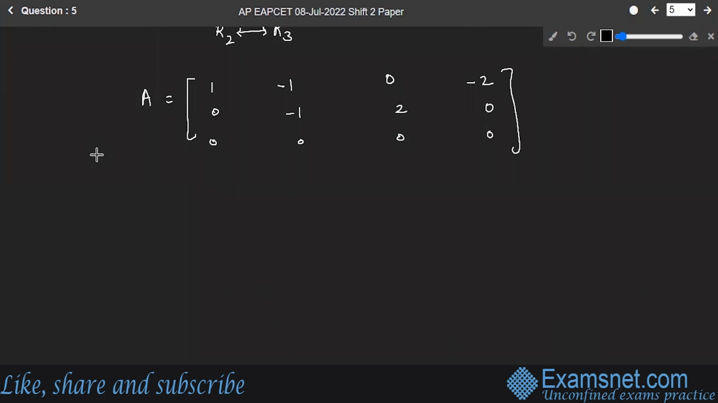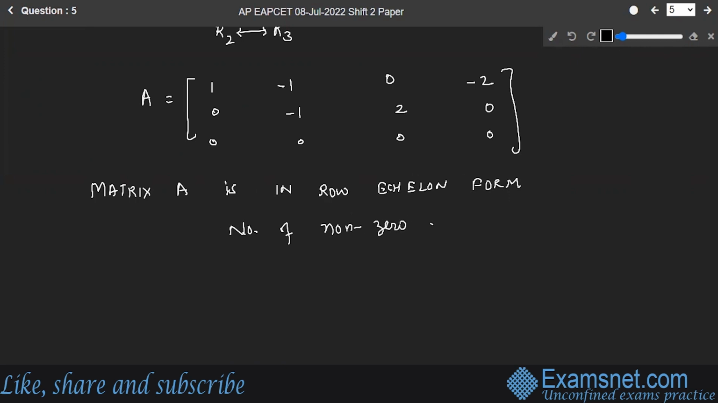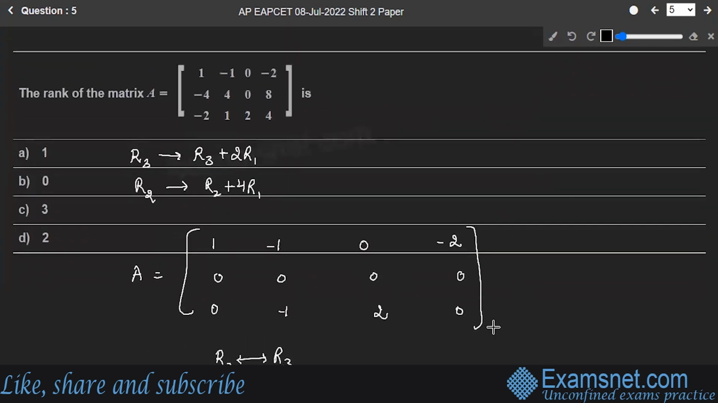Now, matrix A is in row echelon form. Number of non-zero rows is 2. Therefore, the rank of the matrix is 2. Let's check. I have option D as my answer. Right? Clear with this?